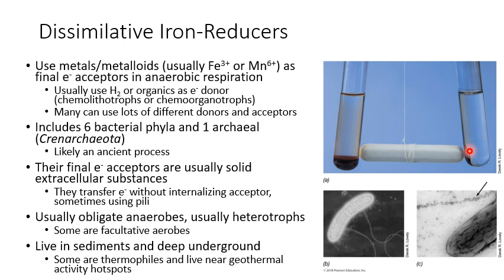And here you have a couple examples of iron reducers. This one is using its pilus to transfer not individual electrons, but little bits from the substrate that it's growing on, and then it's going to strip the electrons off of those once it gets to the cell membrane.